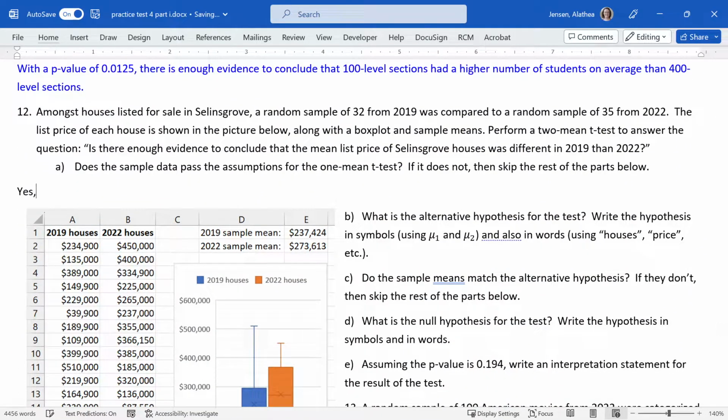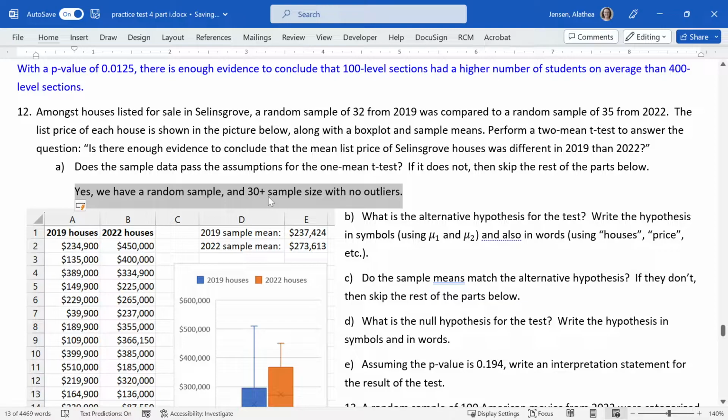All right. So the answer here is going to be yes. We have a random sample and 30 plus sample size with no outliers. So that is good. Alternative hypothesis for the test.